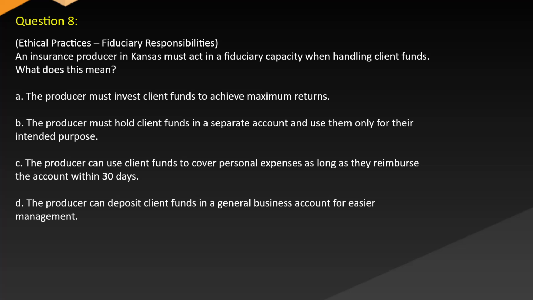Question 8. Ethical practices. Fiduciary responsibilities. An insurance producer in Kansas must act in a fiduciary capacity when handling client funds. What does this mean? A. The producer must invest client funds to achieve maximum returns. B. The producer must hold client funds in a separate account and use them only for their intended purpose. C. The producer can use client funds to cover personal expenses as long as they reimburse the account within 30 days. D. The producer can deposit client funds in a general business account for easier management.